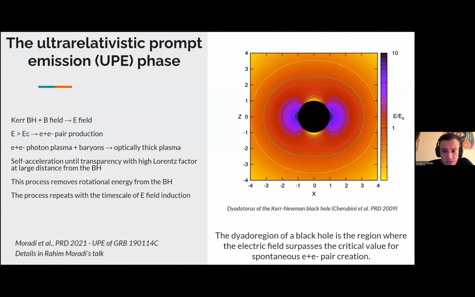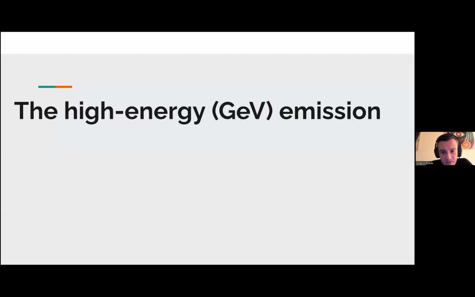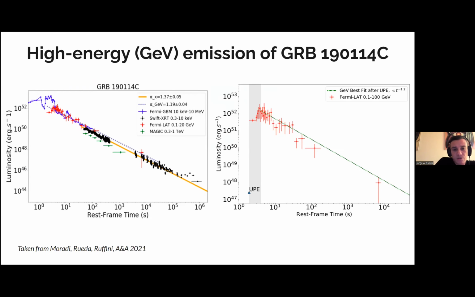The UPE, I jump here because this is Rahim's talk from yesterday. So we have the ultra-relativistic emission from the black hole formation, but you also have the high energy emission. The high energy emission is when the neutron star collapses to a black hole. The black hole gets immersed into the magnetic field, the previous magnetic field of the neutron star, enhanced by the conservation of magnetic flux.